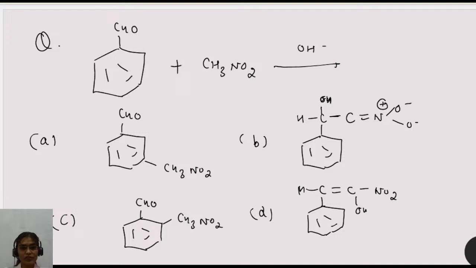Let's suppose this question is in my exam. The CH2 group is a minus M group, so it is ortho para or meta, which directing type? Then I have to go with option number A. How about you? Anyone? Are you getting the correct answer? Okay, Shivam.